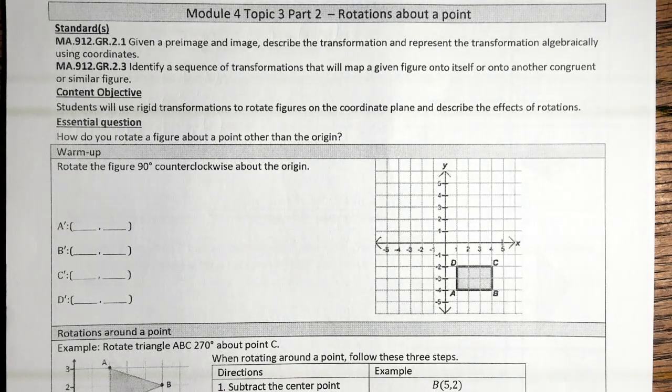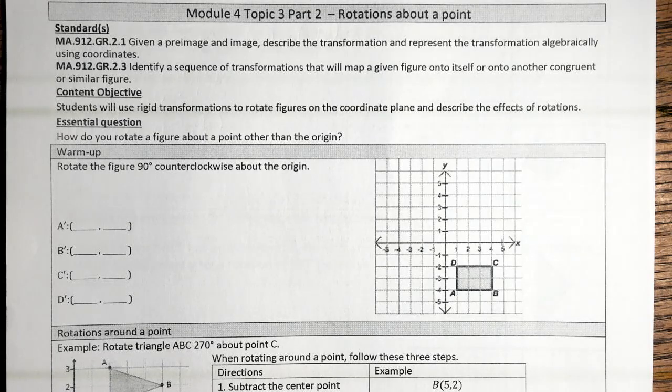In this video, we're going to do Module 4, Topic 3, Part 2. This is rotations about a point. In the last topic, or the last part of the last topic, we were rotating about the origin. And today, we're going to learn about rotating around a point. We're going to add some extra steps in there. We'll talk about it in just a minute. We're on page 13 of the Module 4 packet.